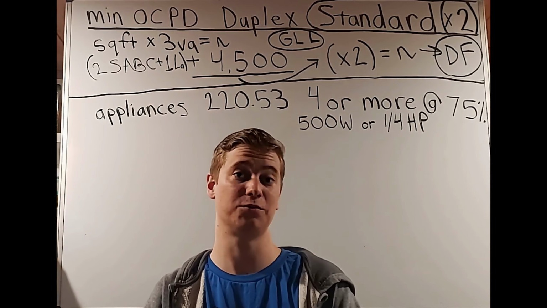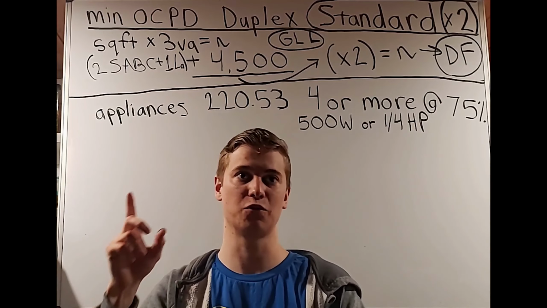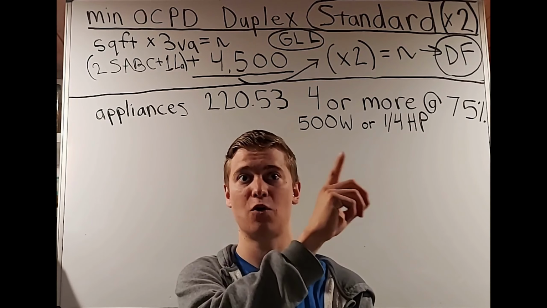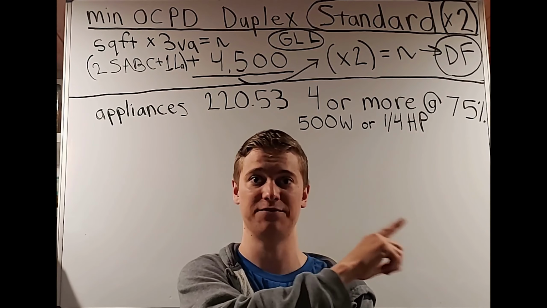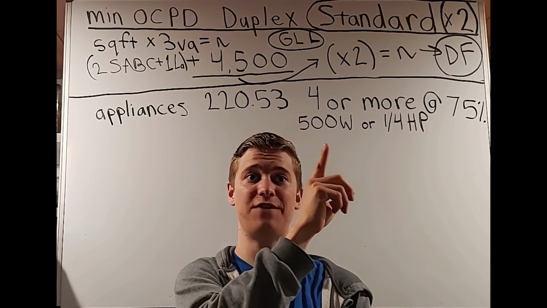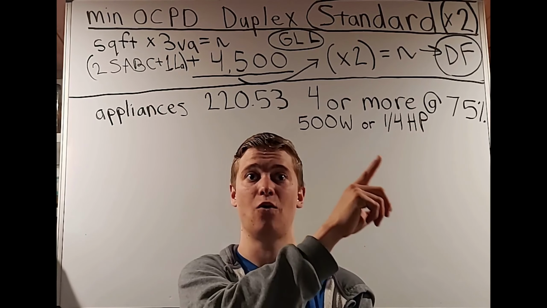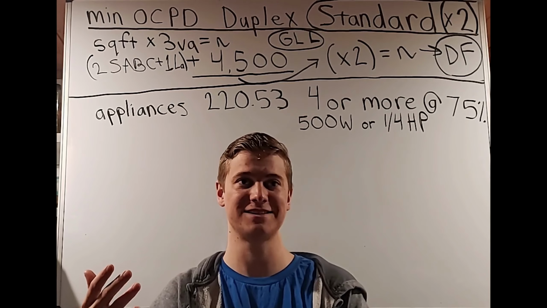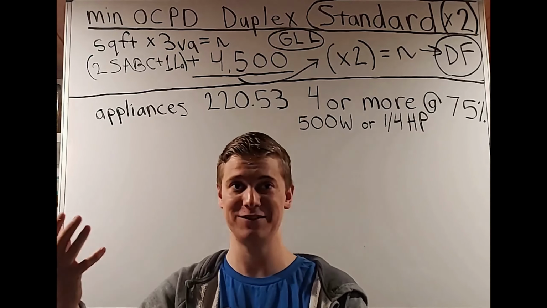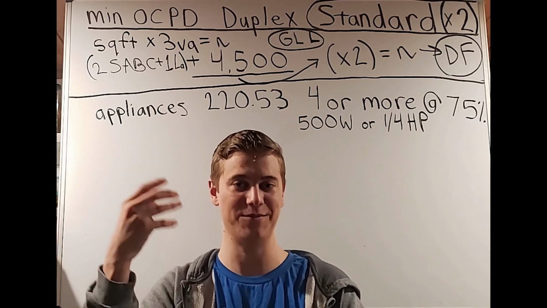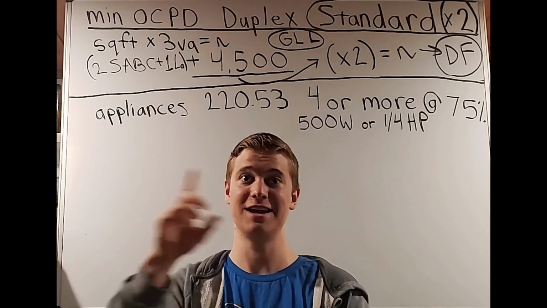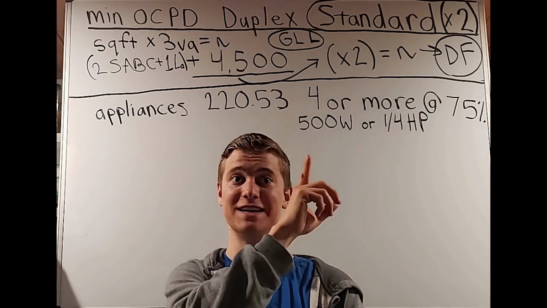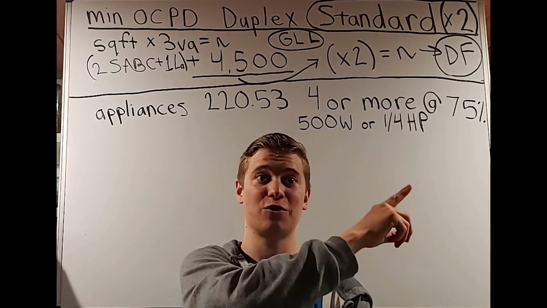Okay, and that's why you really need to keep that in mind with the rule of Article 220.53, which tells us 4 or more appliances are rated at 75%. This is when they are rated at 500 watts nameplate or quarter horsepower or greater. So you might have 3 appliances, and right off the bat you think there's no demand factor, but like I just said, when you multiply that by 2, now you have 6 appliances, so you have to apply that 75% demand factor. That's if they are rated at 500 watts or a quarter horsepower or greater.